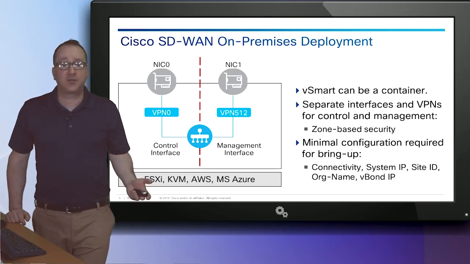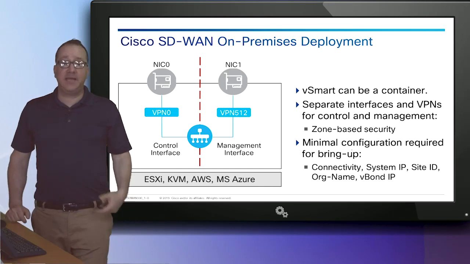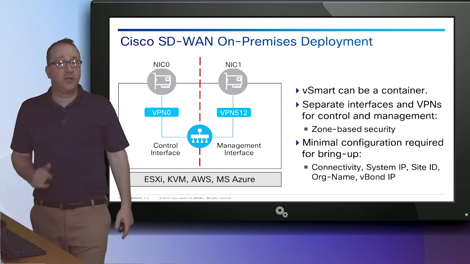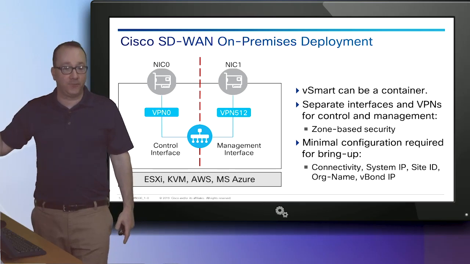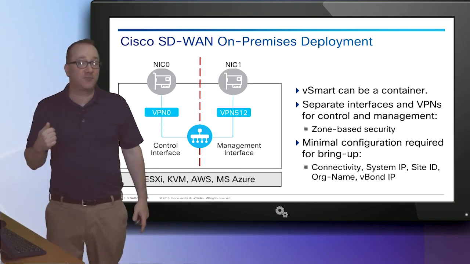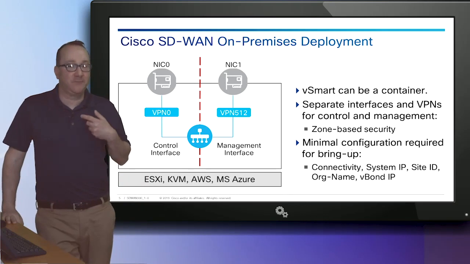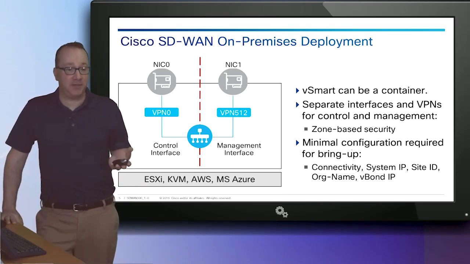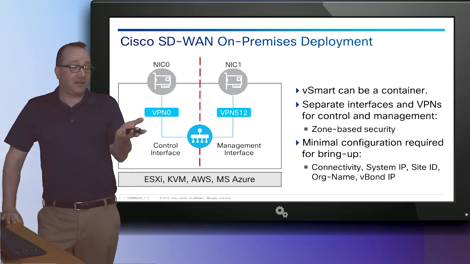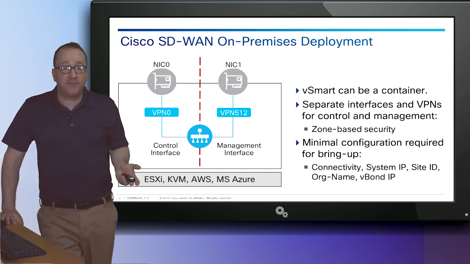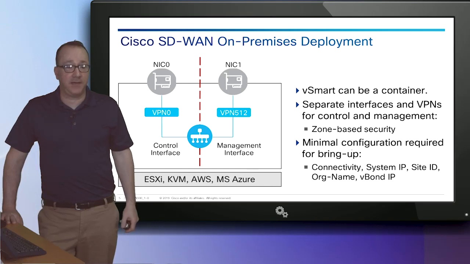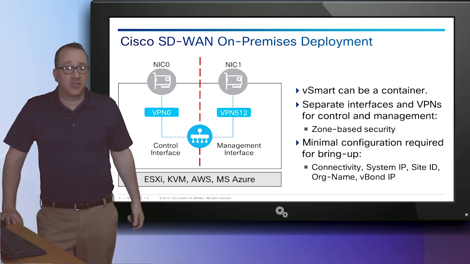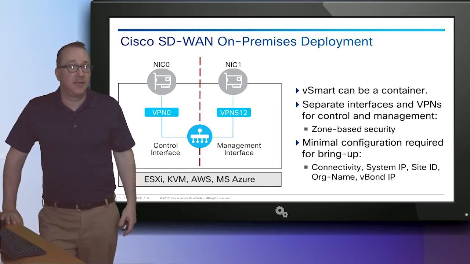On the control interface, only control protocols are permitted. VPN 0 is always the control interface. If you hear VPN 0, I want you to translate that in your head to control. If you hear VPN 512, I want you to translate that to mean management. As with the control interface, on the management interface only management protocols, SSH and HTTPS, are permitted. This basically enforces a strict zone-based security model.